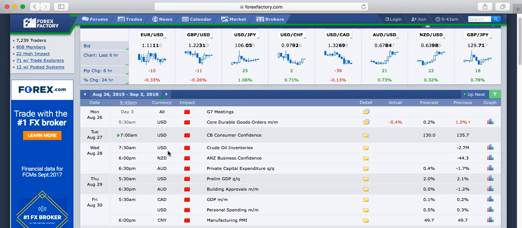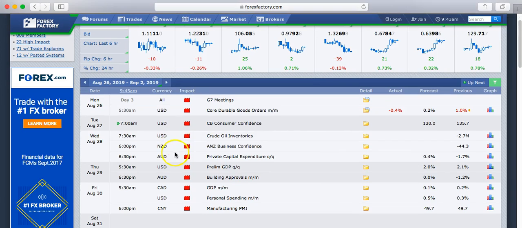So when we're looking at the news, what we're doing is we're looking at the currency, we're looking at the time, and the impact. With impact, they're all going to be red folders. But what we do is we find that green little arrow right here. The next time that we have news is for the US dollar at 7 a.m. This is the EST time zone that we are in right now, that we're looking at on this chart. So we're going to have news on Tuesday at 7 a.m.